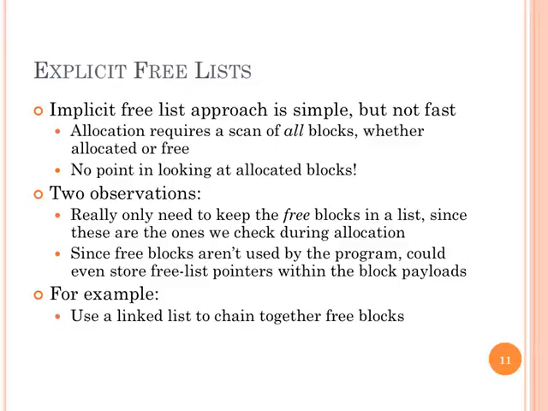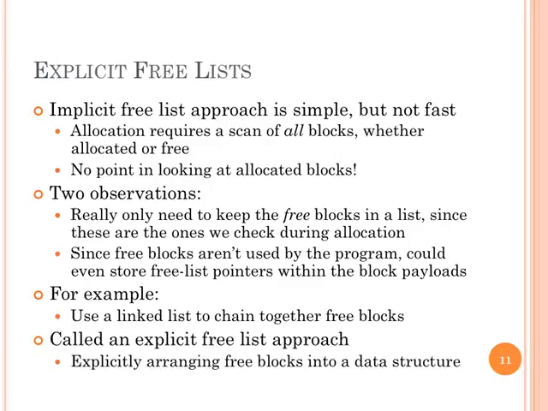So since we have these observations, we could use a linked list to chain together the free blocks. Okay? So you can see that now our header is getting a little bit larger, or maybe we have a free block header and an allocated block header. So we have part of it that we know will tell us if it's allocated or free and what size it is. And then if it's free, we have a little bit of additional stuff. You could do something like that.